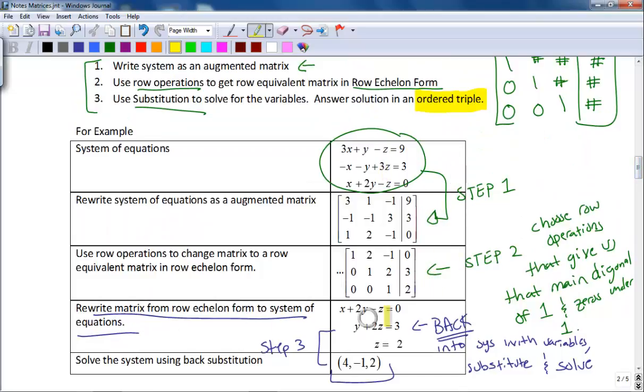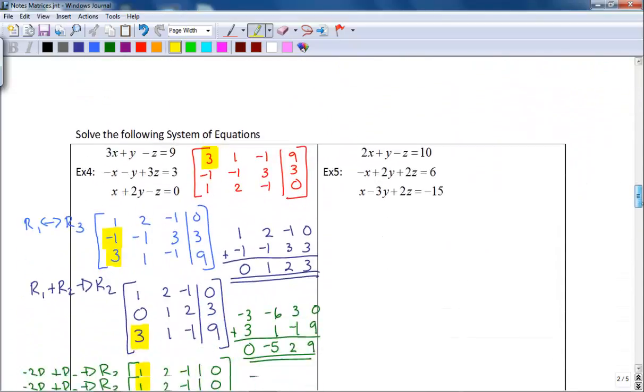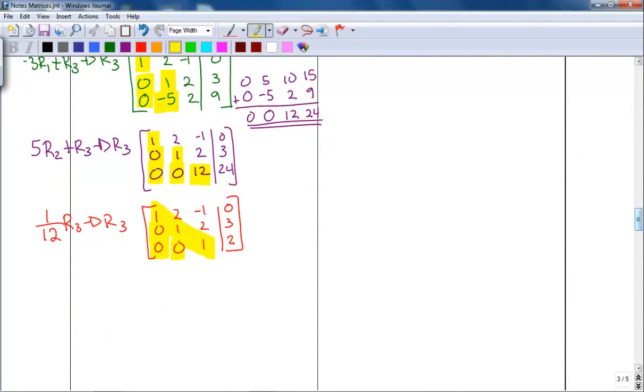The third thing I need to do is make it back into an equation and solve. So we're doing that back substitution. Okay, well, let's make these back into equations. So if I come here, well, this becomes the coefficient of x, y, z, and this is the answer. X, y, z, answer. X, y, z, answer.